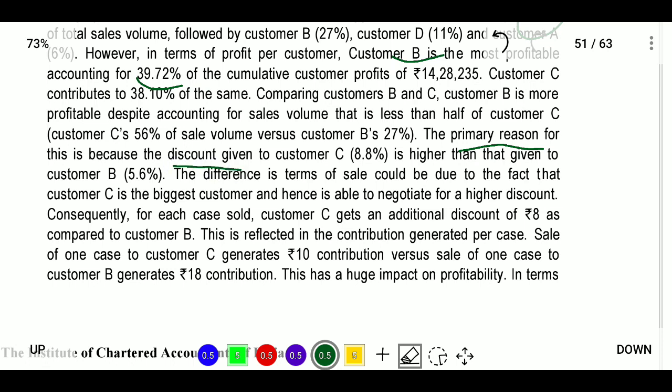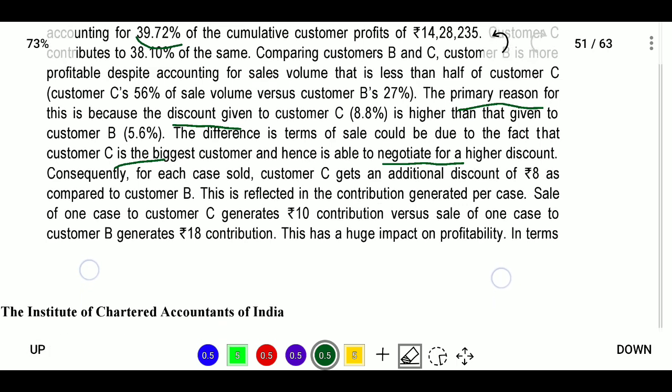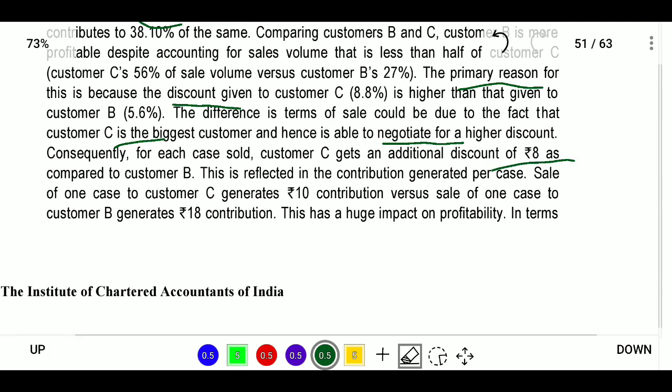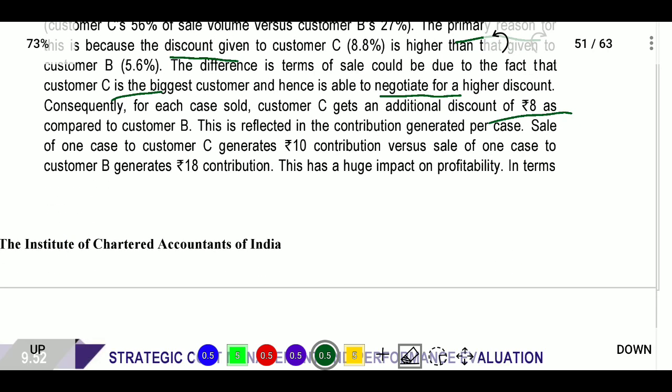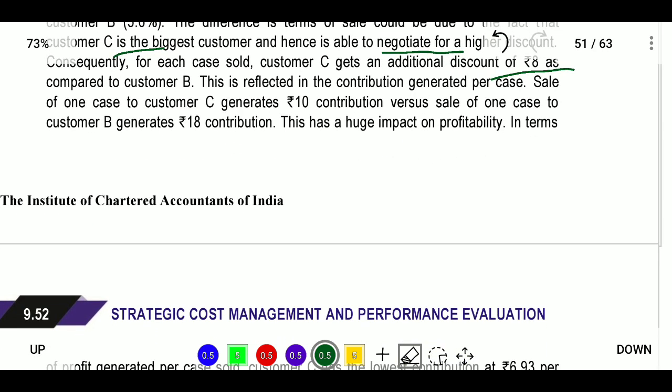The discount given to customer C is 8.88 and to B is 5.6. This is the main reason. The biggest customer is C, and he has been able to negotiate higher discounts, and an additional discount of 8 rupees. Next, this is reflected in the contribution generated per case. Sales of one case to customer C generate 10 contribution versus sale of one case to B generates 18 contribution. This has a huge impact on profitability.